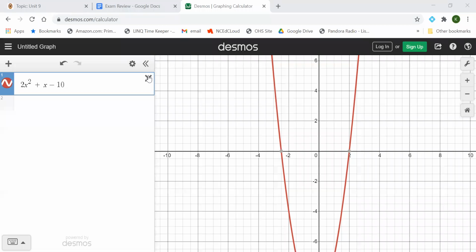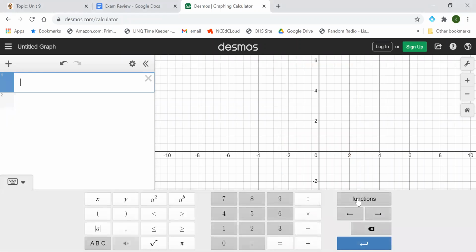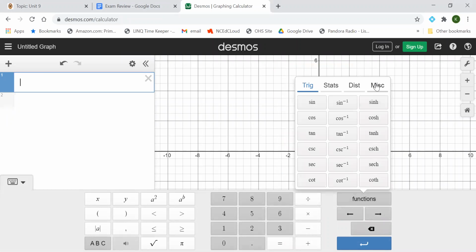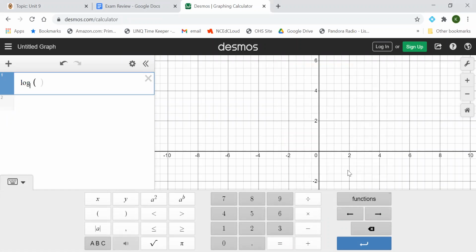Okay, remember that log base, to get that, we hit the keypad. Functions, all the way over to miscellaneous, MISC, and then pick the log with the letter A there so that we can type a base in. So the base goes there, log base 3 of 3, that number goes in the parentheses, and it will just tell you the answer. So this one is equal to 1.